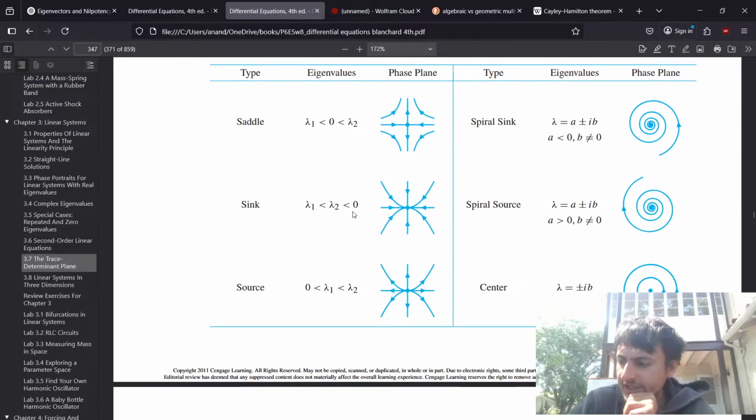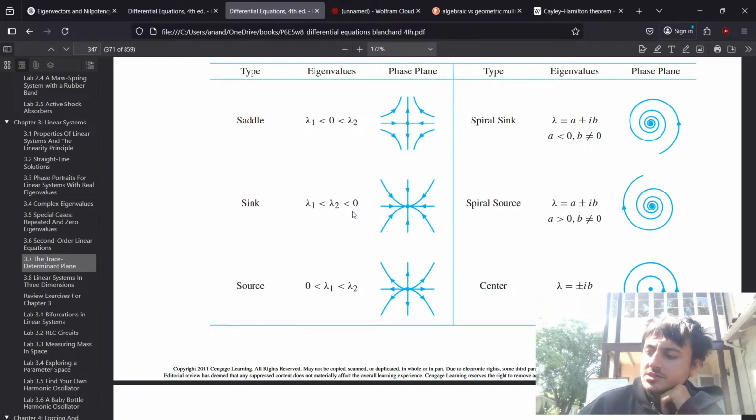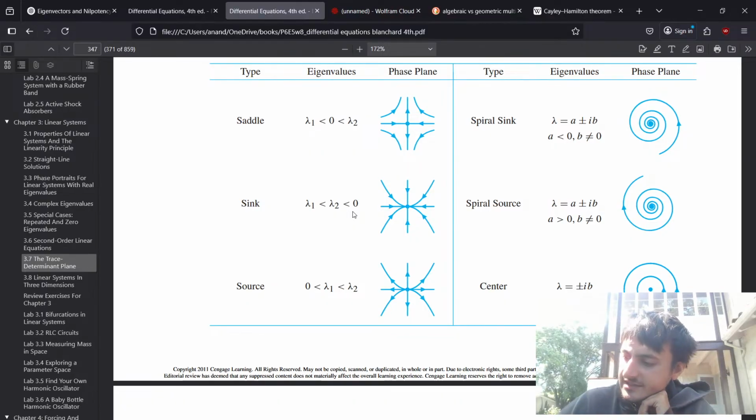Okay. So we have spiral sink, spiral source, center, saddle, sink, source, repeated sink, repeated source. So let me write down the conditions. So spiral sink is all right. So this is going to be lambda is equal to a plus minus bi, with a less than 0. It's going to be a greater than 0, then a equal to 0.